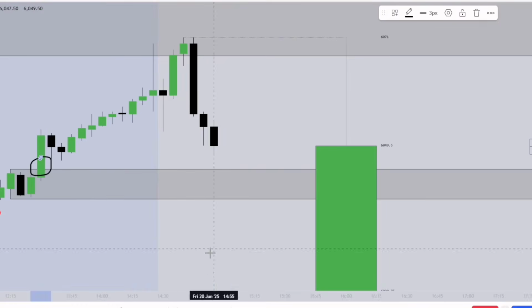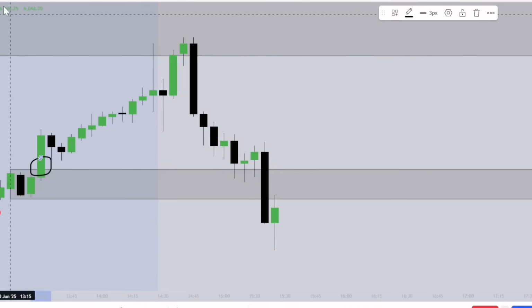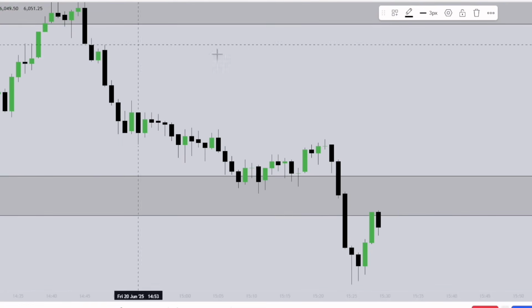And when price comes into this fair value gap, I'm just going to get rid of the power of 3. When price comes into this fair value gap, there's only a couple of things that can happen. We can either hold the level. So if we just go down to the 1 minute, what happened here on the 1 minute is the following.